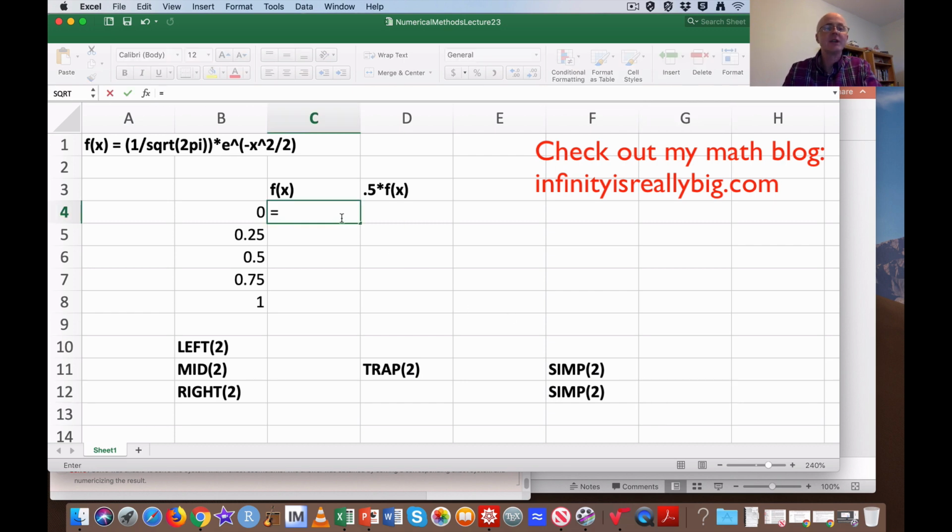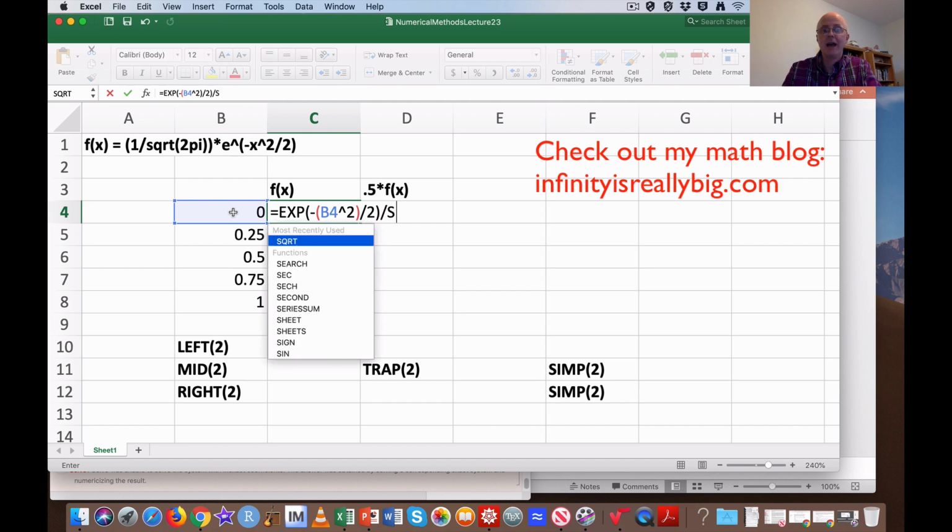To get the values of the function in here, notice the function is up here. I could type exp, for example, to start with, for the exponential function, to the negative x squared. X is in cell B4 here, so I can type that. I need the negative sign out in front of parentheses like this to make sure the spreadsheet does it right. Divided by 2, that's e to the negative x squared over 2. But I also need to divide by square root of 2 pi. I can type that like this, equals sqrt of 2 times pi, using parentheses like this. That will compute the value of the standard normal distribution when x is 0.